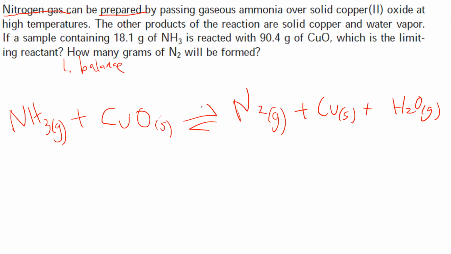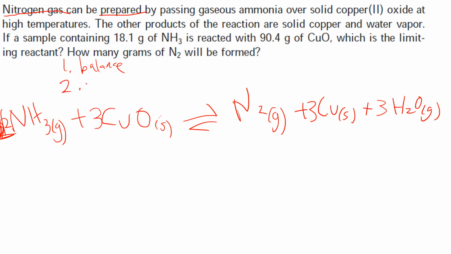Well, on the right side we have two nitrogens, on the left side we only have one, so I'll put a 2 here. That gives us 6 hydrogens, so on the right side we've got to have 6 hydrogens, so we put a 3 here. 3 times 2 is 6. That gives us 3 oxygens though, and the only compound with oxygen on the left side is copper oxide, so we put 3 over here to balance the oxygens. And finally we've got 3 coppers on the left side, so we add 3 coppers on the right side. So this is a balanced chemical equation.